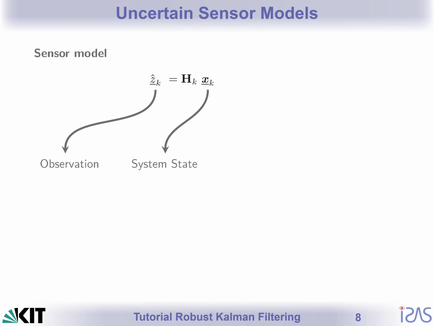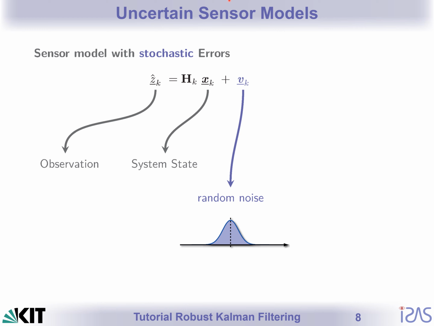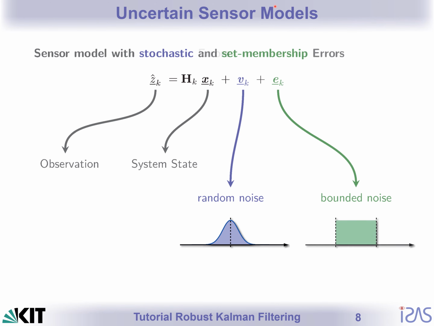Matters are similar for the sensor models. If you say that you've got a deterministic model, it's just y is H times x, that's it. If you also integrate stochastic errors, in this case additively, then you have some random noise of which we know the distribution. But then you can also have some set membership errors. Again, you do not know the distribution of that. You just know it lies somewhere in between. So we require less knowledge if we also consider this type of errors.